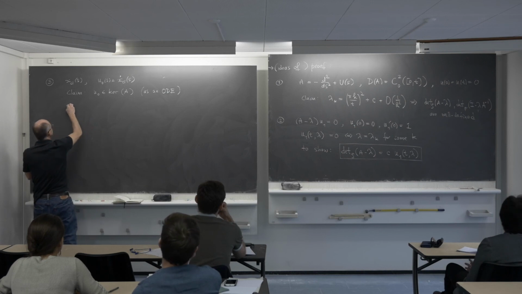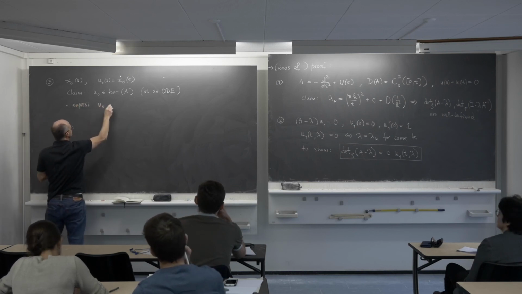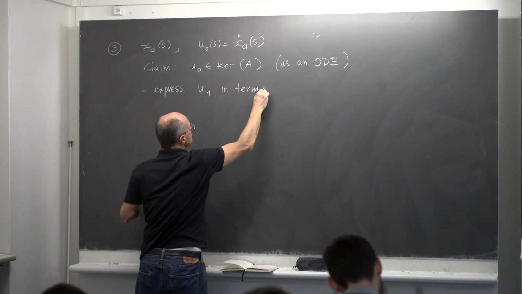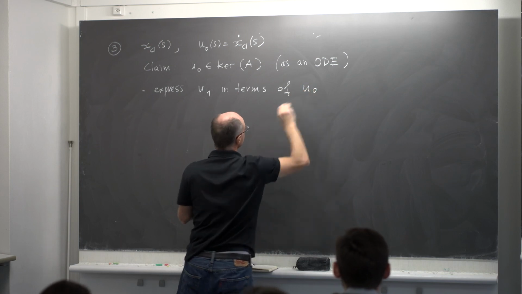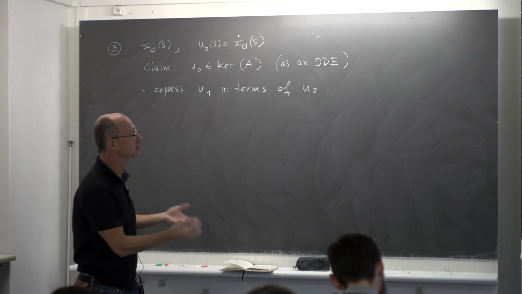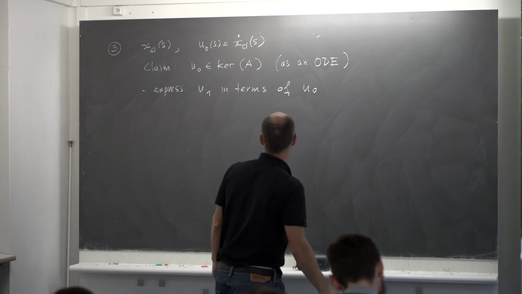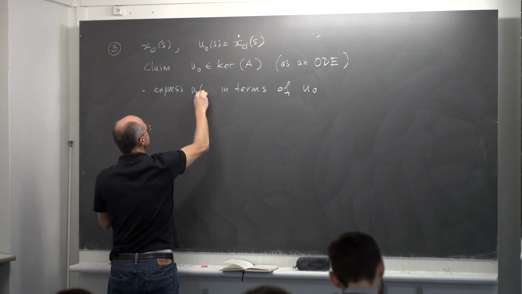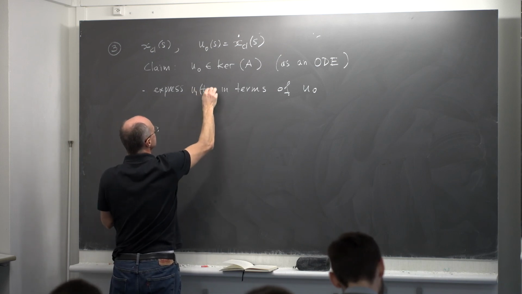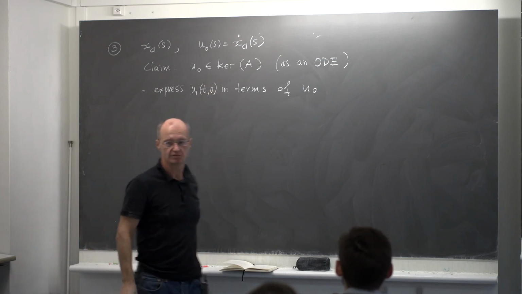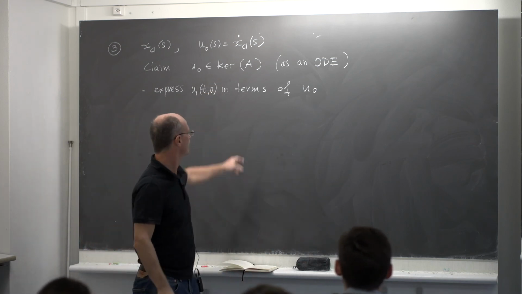So there should be some expression. So we know two solutions, they always know each other. So u1, in particular, u1 of t naught should be expressible in terms of u naught.